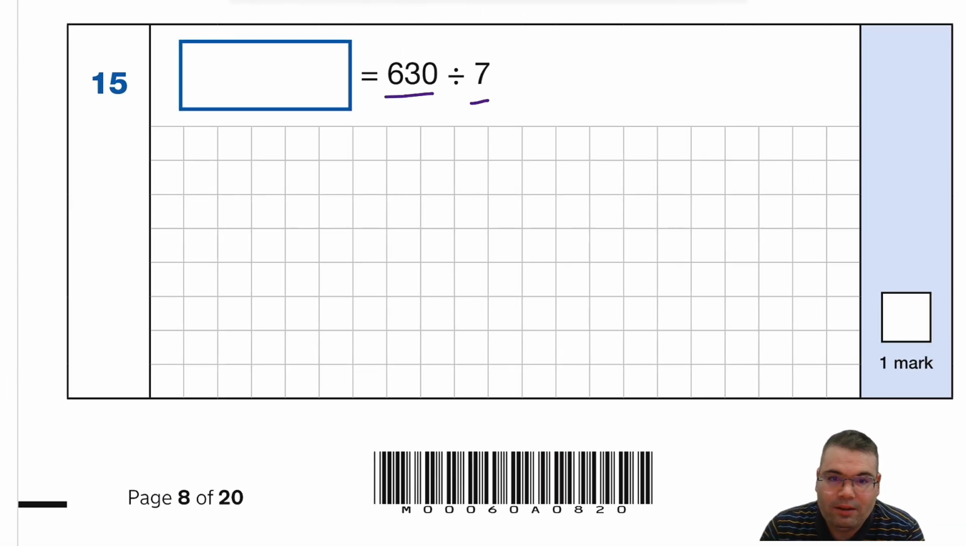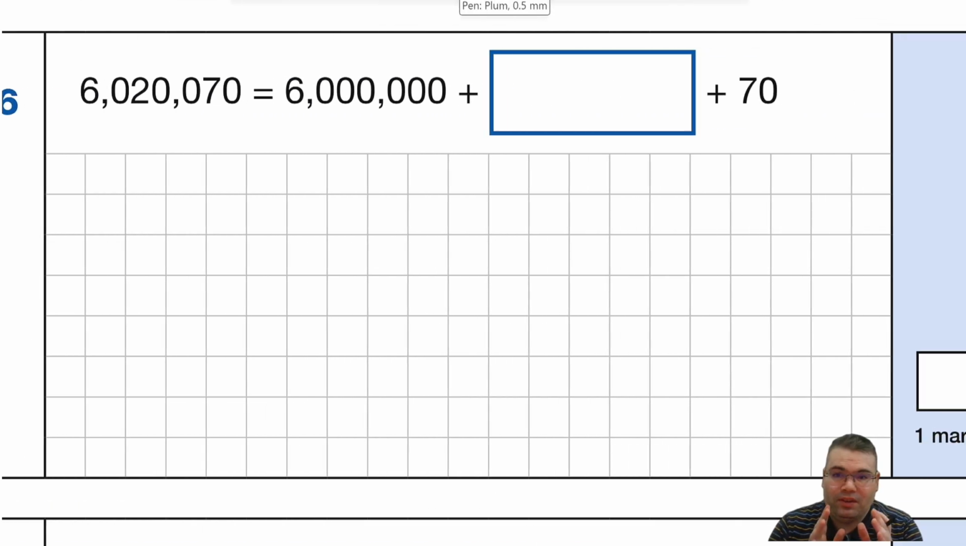630 divided by 7. Here let's just do 63 divided by 7 first. So 63 divided by 7 we know that is 9. Right? Now because that is 630, so 0 here. So let's just put 0 over here. So this becomes 90. So your final answer is 90. Right? So this is the next question.